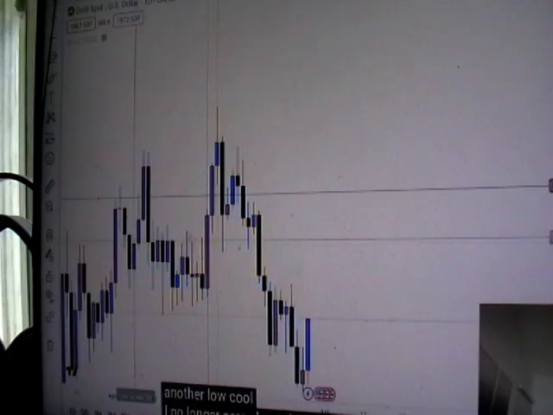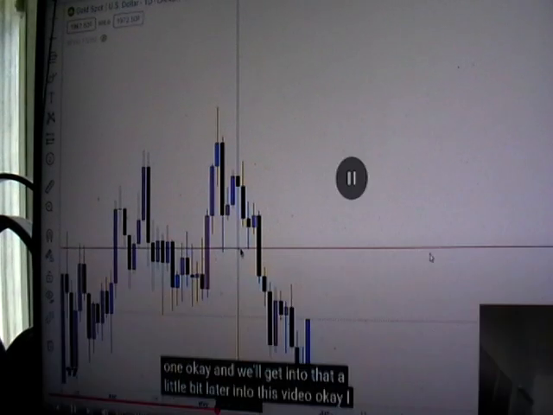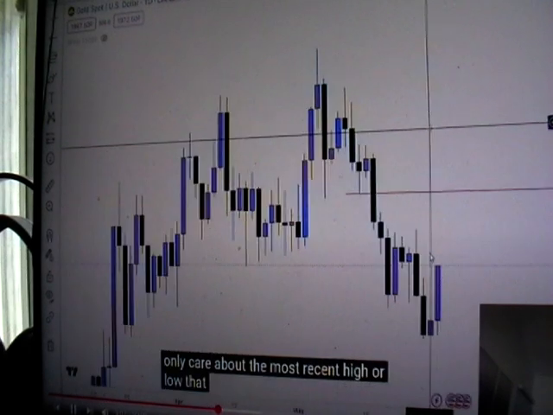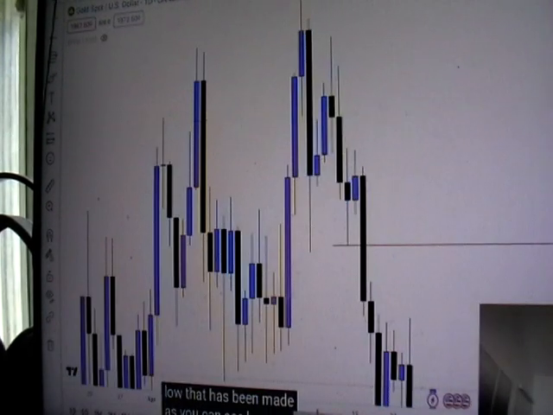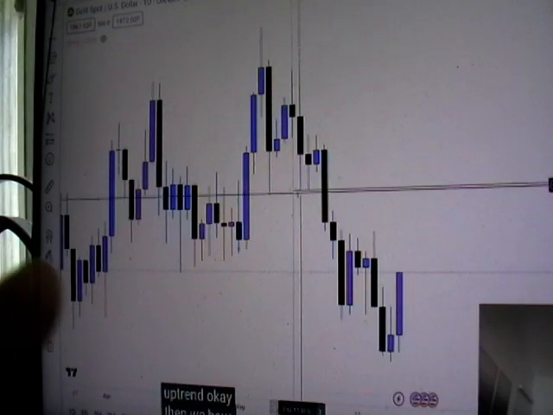I no longer care about this previous low. I'm only caring about the most recent one. Okay, and we'll get into that a little bit later in this video. I only care about the most recent higher low that has been made. As you can see here, we previously had broken structure to the upside, right? Uptrend. Okay. Then we have this low, and what happens, right?